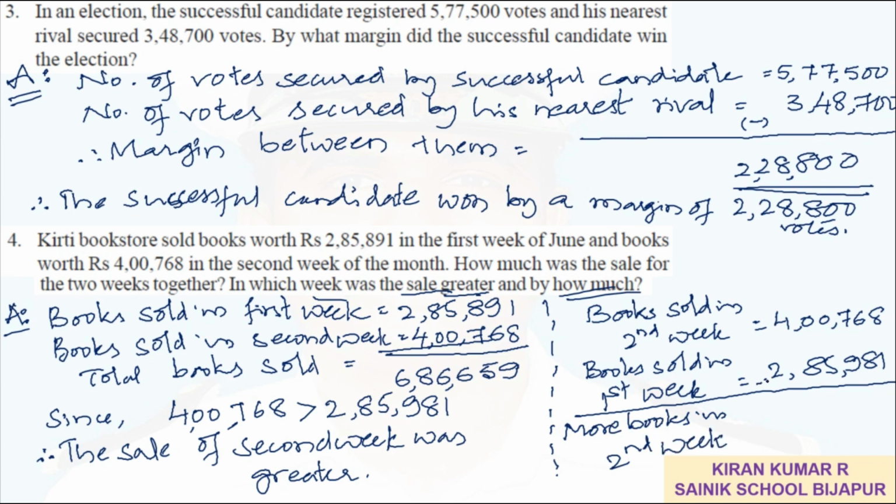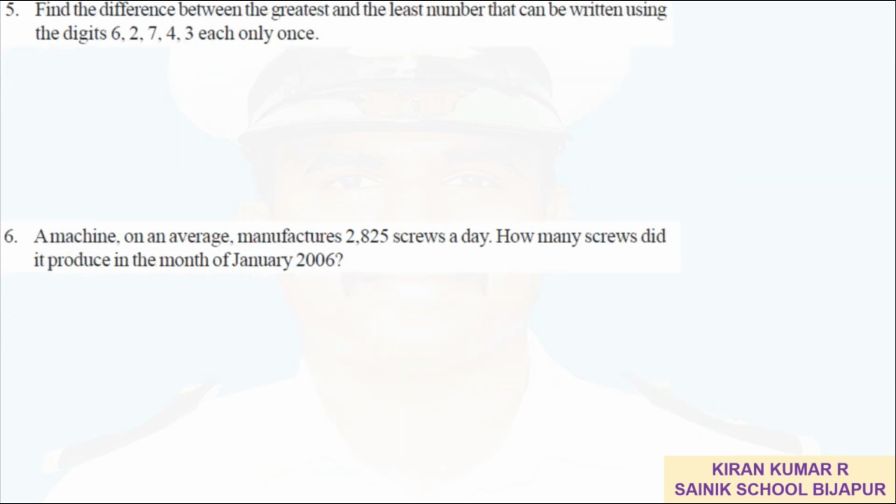So this is a question related to subtraction. On subtraction, we'll be getting 1,14,877. So 1,14,877 more books were sold in the second week. Let us move on to the next question, question number 5.